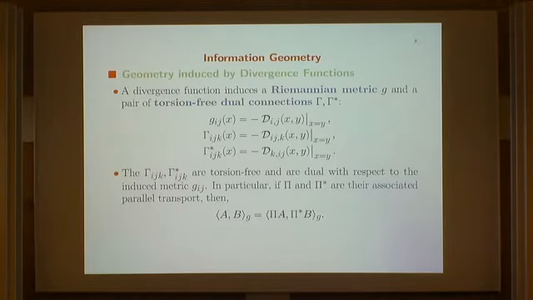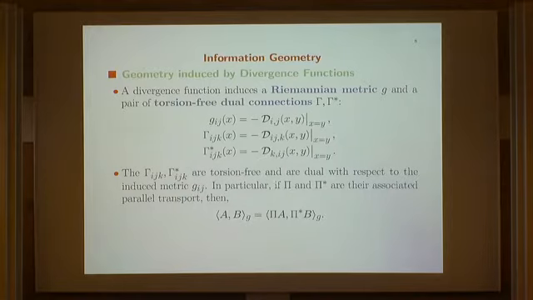All right, and then from this divergence function, you can get certain differential geometric objects. You can get a Riemannian metric, and you can get a pair of torsion-free dual connections. So you have a metric given by the mixed partials, if you will, evaluated along the diagonal, and then you have these two dual connections, and these connections are torsion-free and dual with respect to this metric g_ij, which is given here, in the following sense.